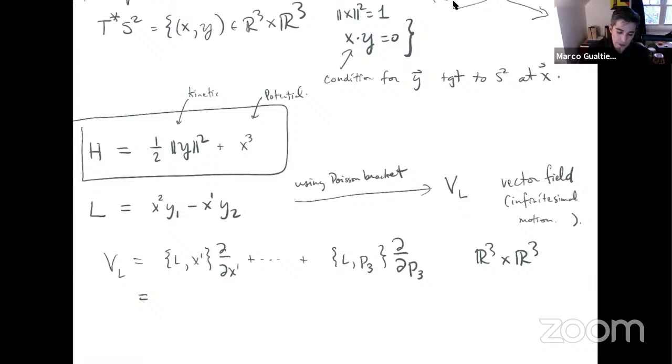I'm just remembering what the Poisson bracket expression is, right? You differentiate the first function with respect to momentum first, and so L is going to be differentiated with respect to the y coordinate. The y coordinate is the momentum, so this will be dL dy1 times d x1 by dx1, and all the other terms will be 0 for that.